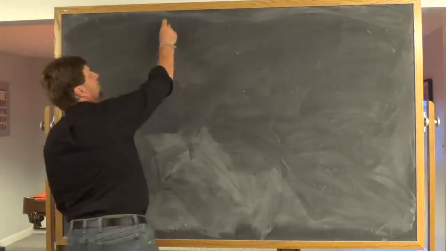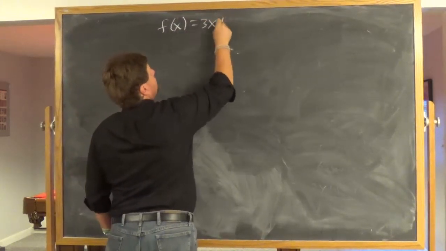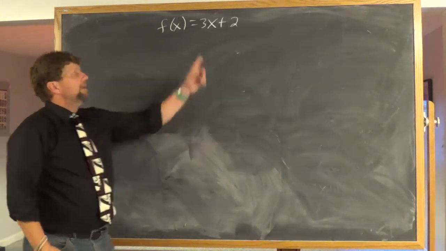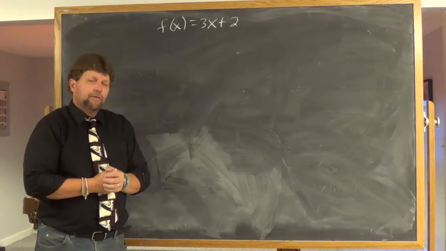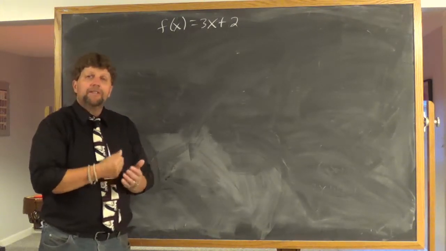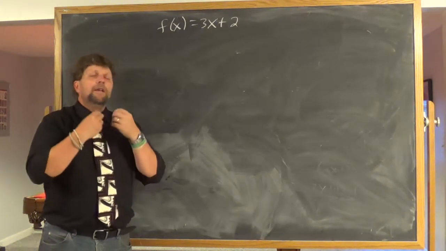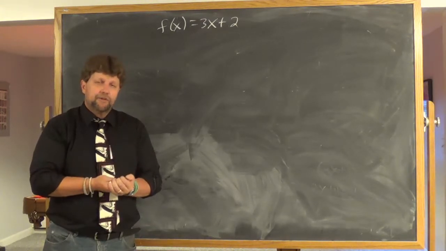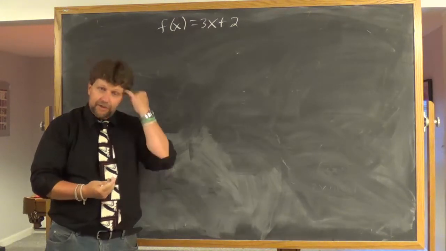Let's look at this function: f(x) = 3x + 2. Okay, 3x plus 2, it is a one-to-one function. The graph is a line. It's a linear function, so I know it passes the horizontal line test. It is a one-to-one function. Since it's a one-to-one function, it has an inverse function. Here's what we can do to find the inverse function.